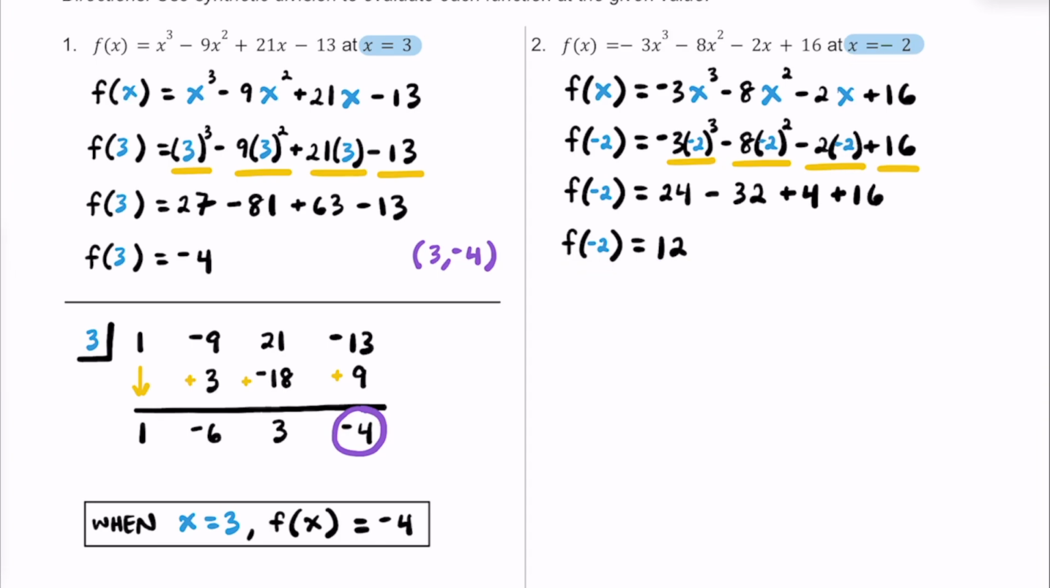So if we were to plot this on a graph, we know that at negative 2, we're going to have the value 12 for the y value. So this point would be on this graph or on this polynomial function.